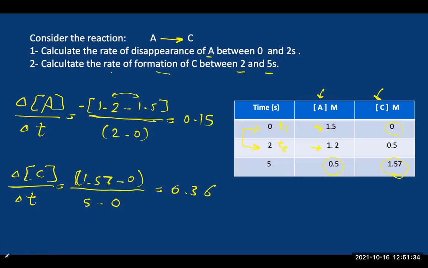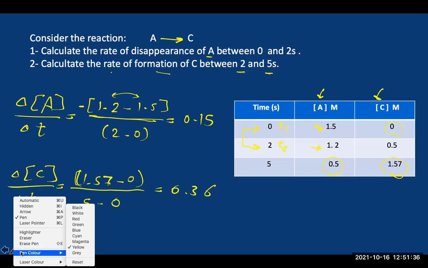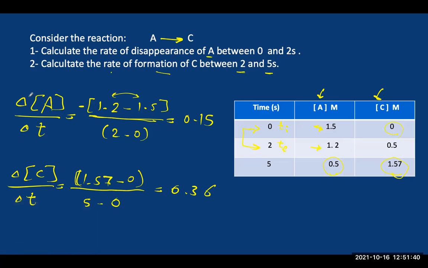Okay, what about the unit? We didn't write any unit until now. So for units, the unit of the concentration here is molar, and the unit of time is second. So the final unit will be molar per second, because this one is molar and this one is second. Also here, this is concentration in molar, and this is time in seconds. So it should be molar per second.